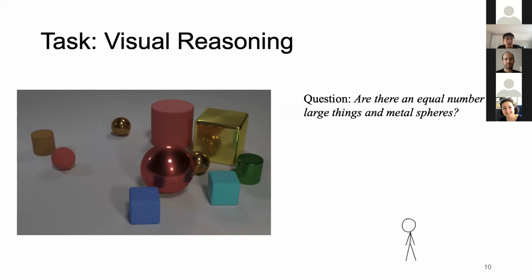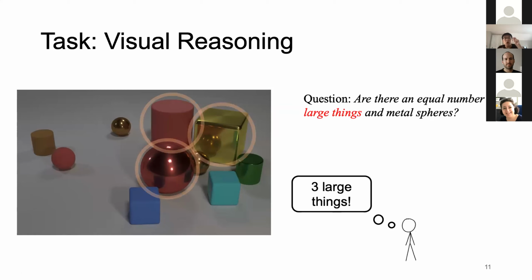Given a question like, are there an equal number of large things and middle spheres? What a human does is that he will first identify all the large objects from these images and count the number. Okay, there are three large things here.